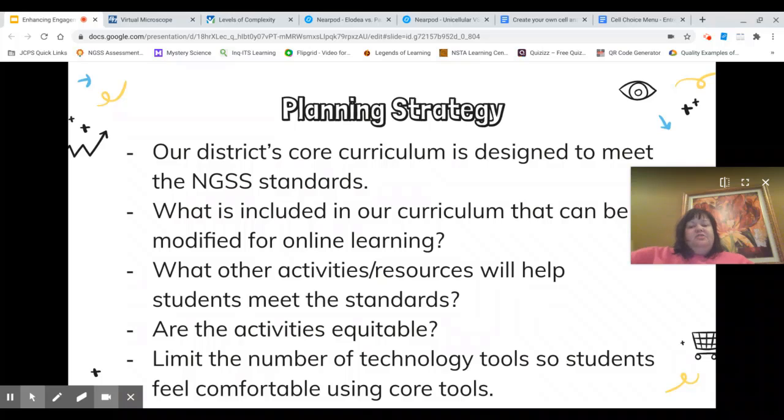And then we also ask questions like, are these activities equitable? Because obviously we can't assume that students have certain resources at their house. What can we do to make sure that certain things are equitable? And then we try to limit the number of technology tools that we use, so students feel comfortable using core tools and don't feel like they're constantly having to learn some new tool, working on learning a new tool versus really learning what they need to learn.